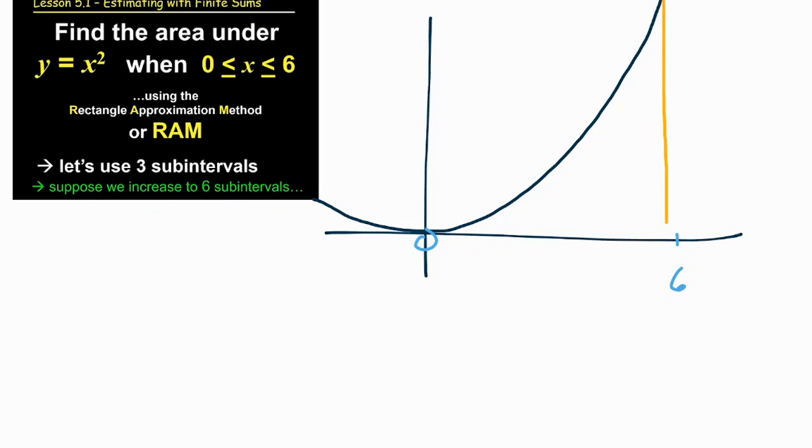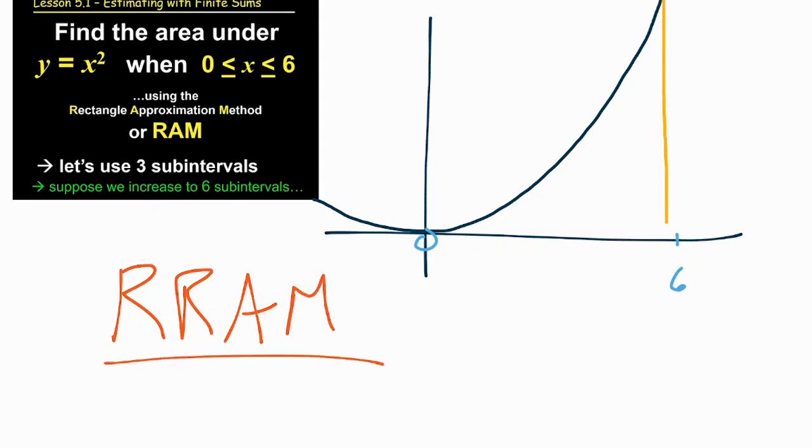If you want to pause the video, you can. In a moment, I'm going to show you the RRAM. Yes, let's do the RRAM since, of course, I'm sorry, let's do the LRAM. That's usually the one that we start with. So if you're going to draw these rectangles on your own, which you should, why don't you try to draw them to the left of each interval? So push pause, but if you want to see the next step, well, push play.